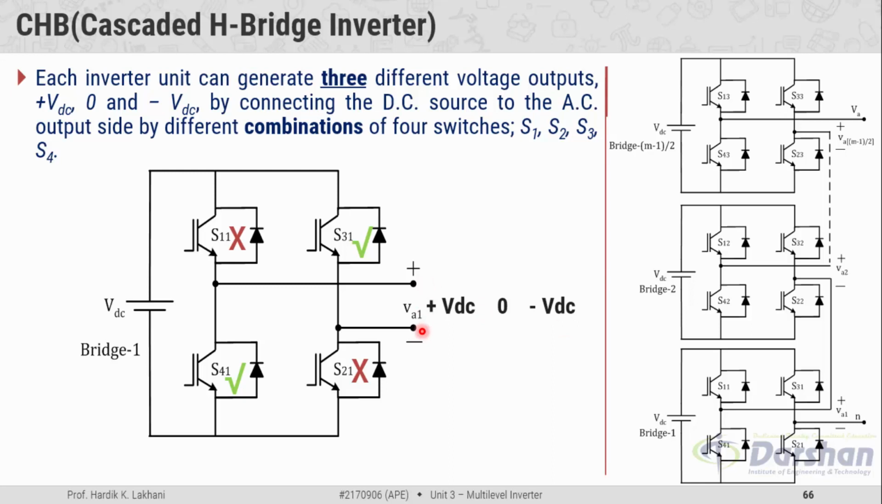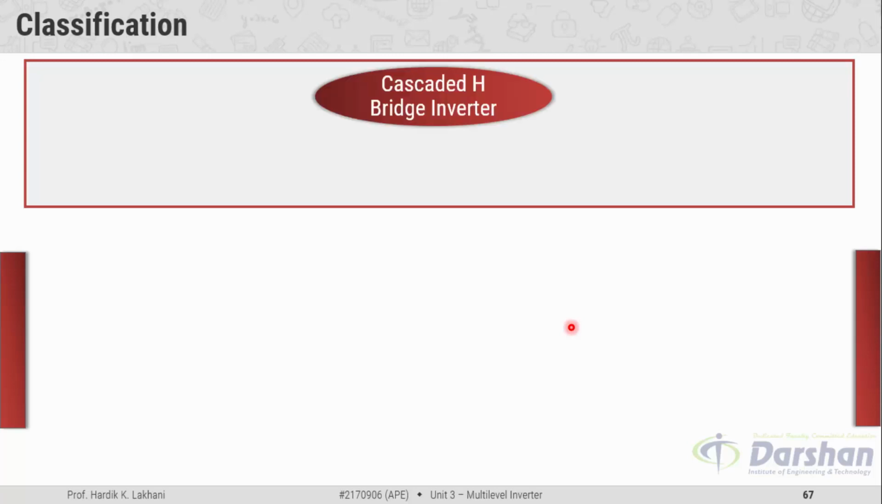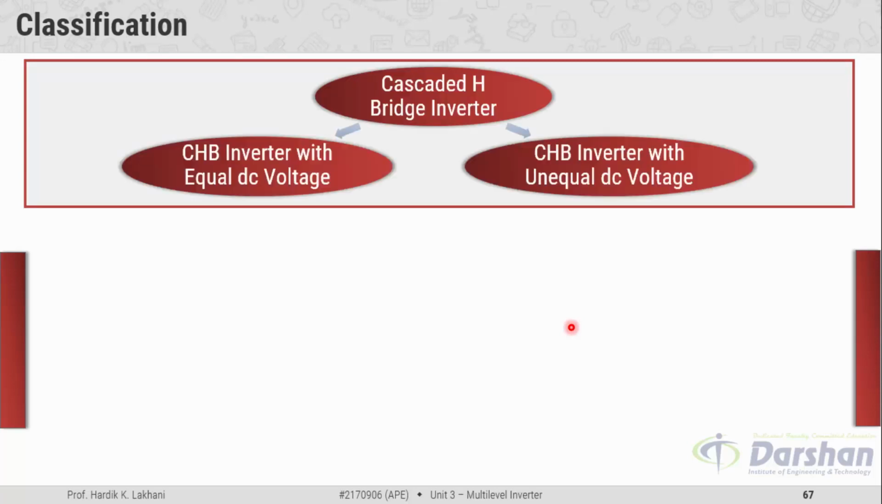Thus, by operating the switches in this manner, we can produce the levels with magnitude plus VDC, 0 and minus VDC. Classification of cascaded H-bridge multi-level inverter. The CHB inverter can be classified in two ways. The first is CHB inverter with equal DC voltage, and the second is CHB inverter with unequal DC voltage. Let me show you the diagram for each of these cases.